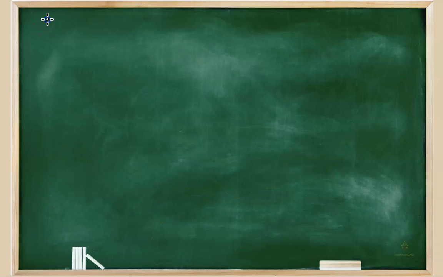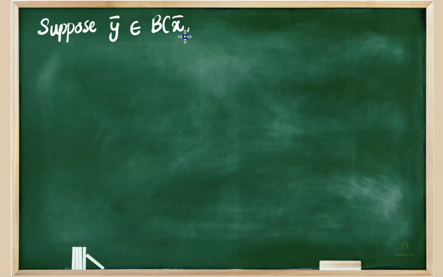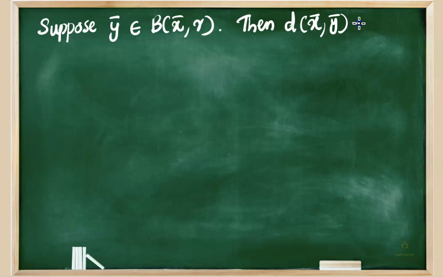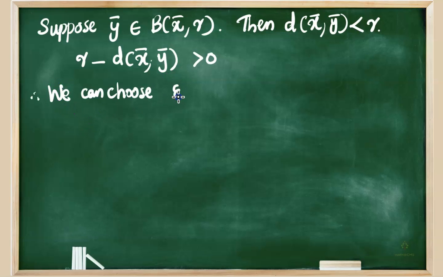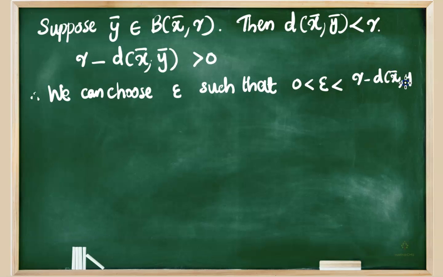So let us suppose that y bar is a member of the open ball B(x bar, r). Then the distance d(x bar, y bar) will definitely be less than r, and hence the difference r minus d(x bar, y bar) will be greater than 0. So we can choose an epsilon such that 0 is less than epsilon, which is less than (r minus d(x bar, y bar)) divided by root n.